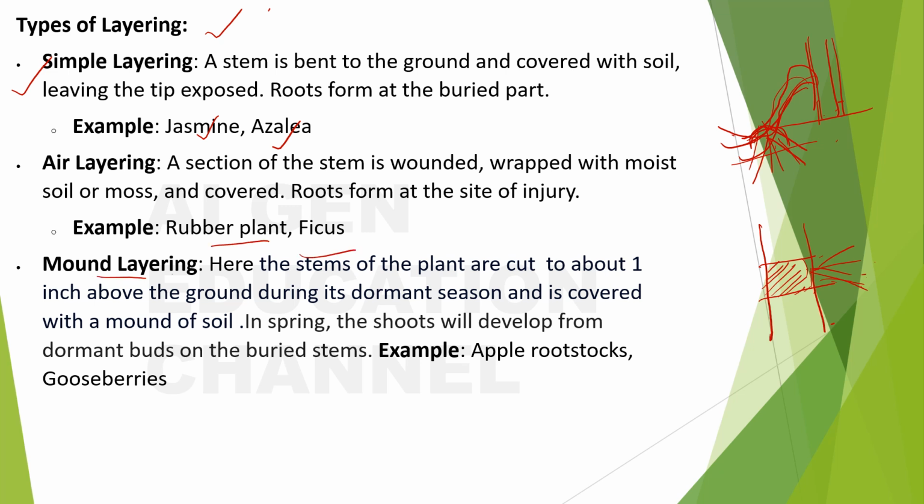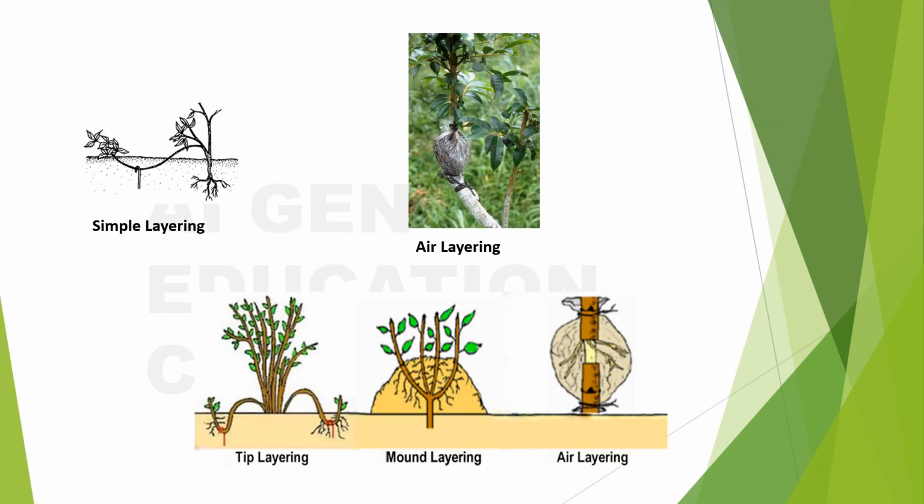And mound layering. This is used where the stem is so thick. Okay, so here what do you do? Here the stems of the plant are cut to about 1 inch above the ground during its dormant season and is covered with a mound of soil. So you give a cut and you cover it with a mound of soil. Okay, in spring the shoots will develop from the dormant buds on the buried stems, as in apple rootstocks and gooseberries. Okay, so like this there are three types of layering, and we can see it here. What is it? First one is simple layering. It is as simple as it.